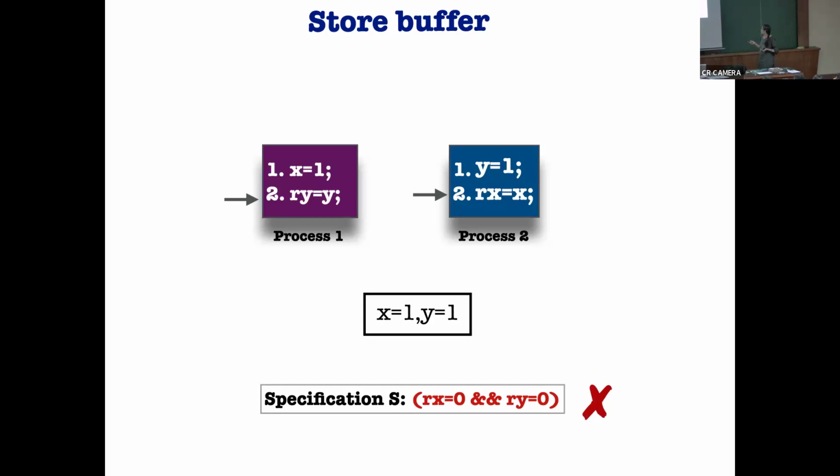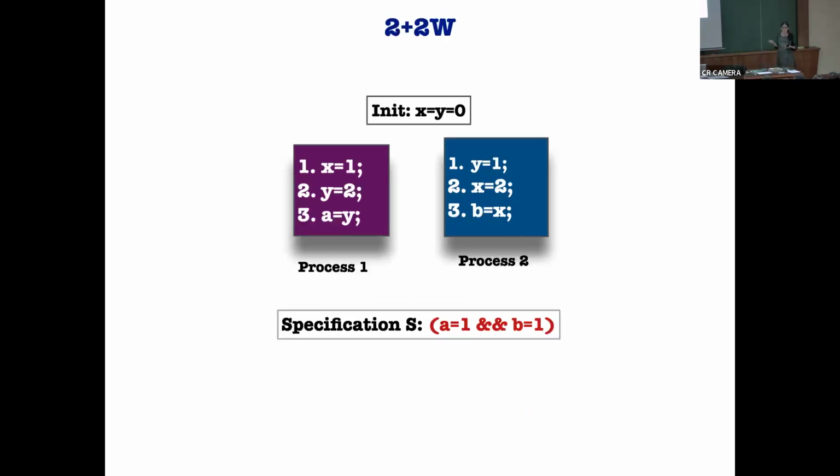So let's move on to my last and third example. There's yet another litmus test called 2 plus 2W. The names are not my choice, okay? They are standard names. I'm just lifting them here. It basically says 2 threads, 2 writes. So let's see, I have again 2 shared variables, X and Y. There's a local register A, local register B. Can I attain A is 1 and B is 1?